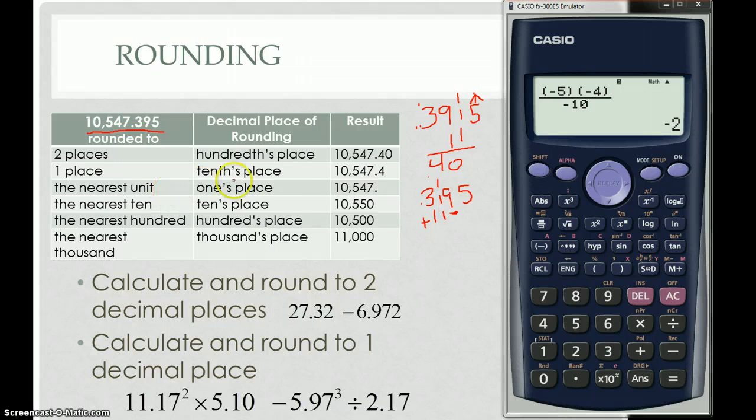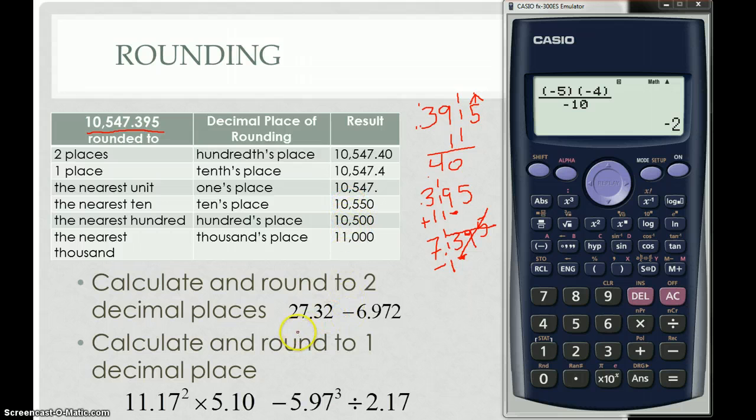If I say to the nearest unit, that means the nearest whole number. And so now I'm going to draw my line at the decimal point. So I'm going to draw it between the 7 and the 3. So if I have 7.395, and I draw my line between the 7 and the 3, and now I look at this 3, it is not 5 or larger. That means all I do is I round down. And when we round down, we're cutting off, and we just leave the number the same. So that's a 7. And so this is an example for all the rest.